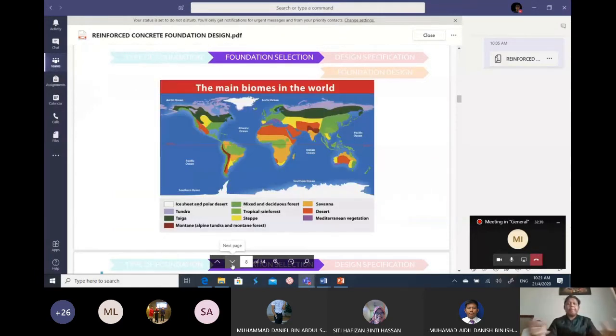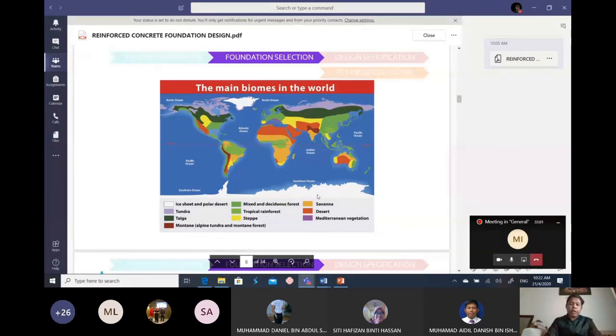So this is the main biomass in the world. They have different types of soil from the different continents. So you may look at and study a different continent. If you have an opportunity to work in a Middle East country, for example, you may know what the types of soil over there are.